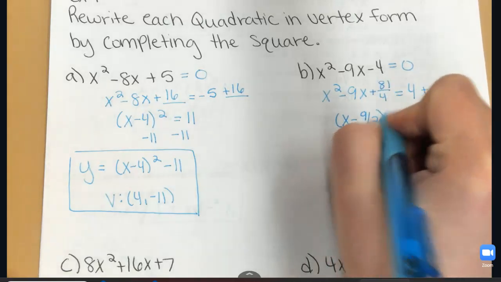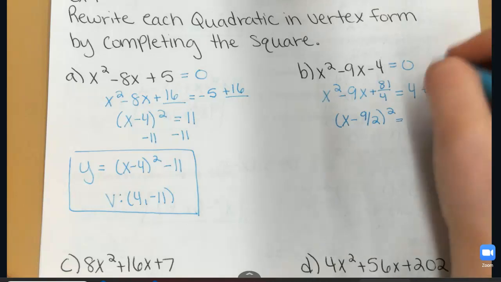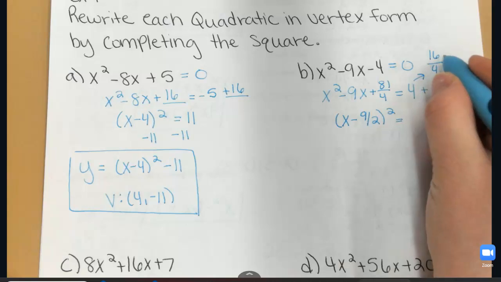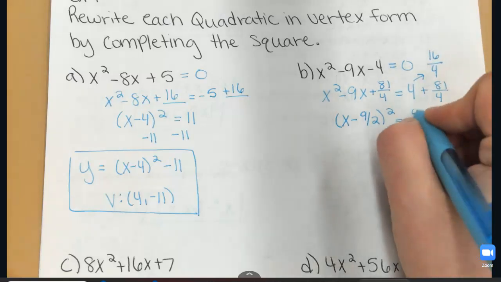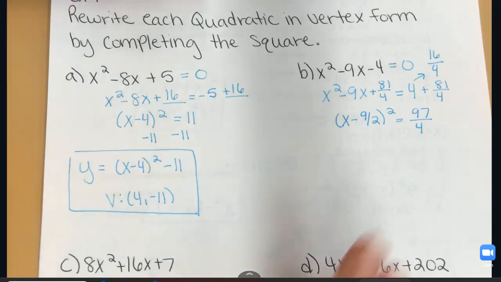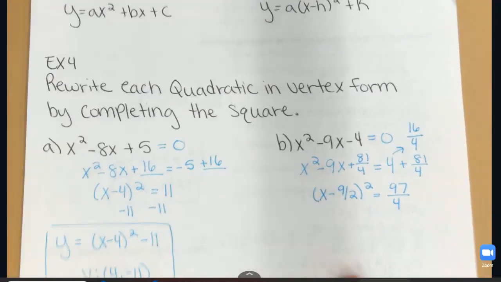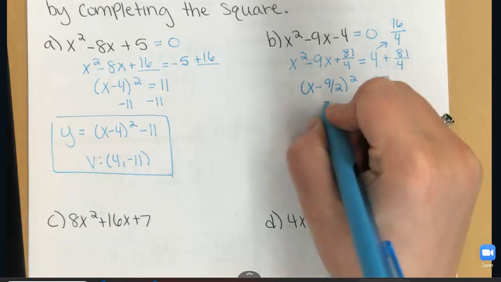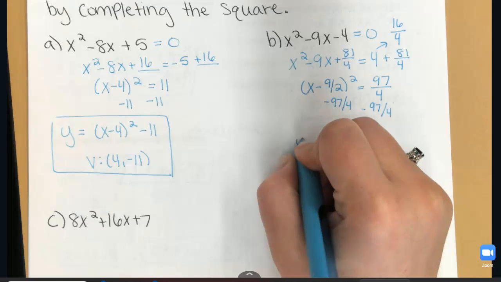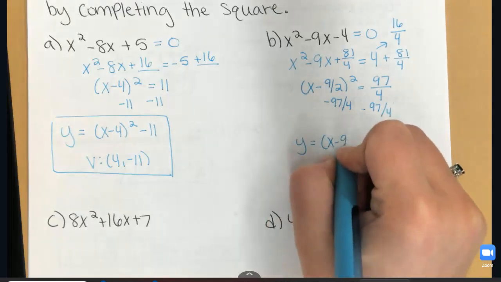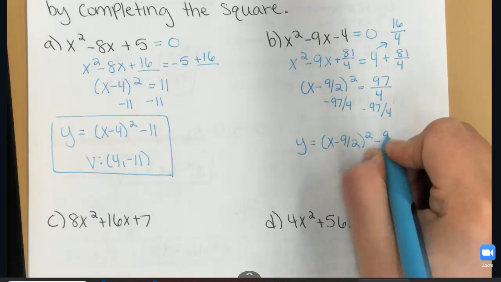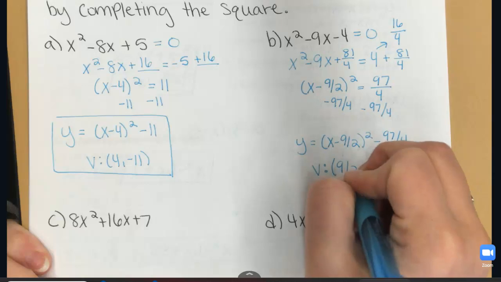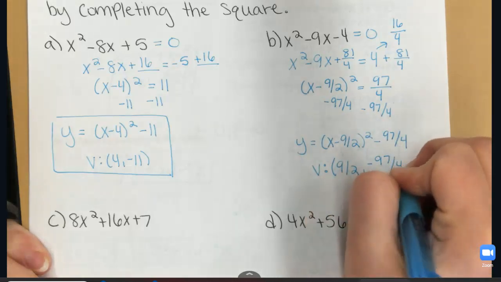(X minus 9 over 2) squared is going to be, I need a common denominator here, so I'm going to make that 4. So this will be 16 over 4. So we have 16 and 81, that's going to be 97 over 4. And again, I'm not solving, I want vertex form. So what I'm going to do is move that 97 over 4 to the other side. And I have that y equals (x minus 9 over 2) squared minus 97 over 4. And that would mean our vertex is at (9 over 2, negative 97 over 4).